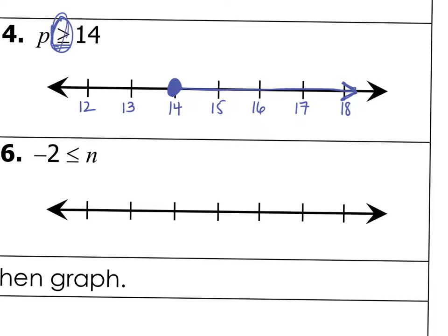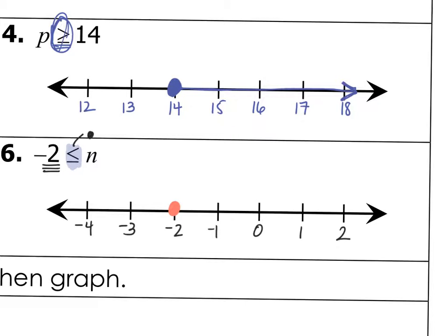Now watch for number 6. It says -2 is smaller than or equal to n. So we are going to use a closed circle because it's less than or equal to. We also need to make sure -2 is on our number line. So let me build that for you here. And we're going to use a closed circle on -2.